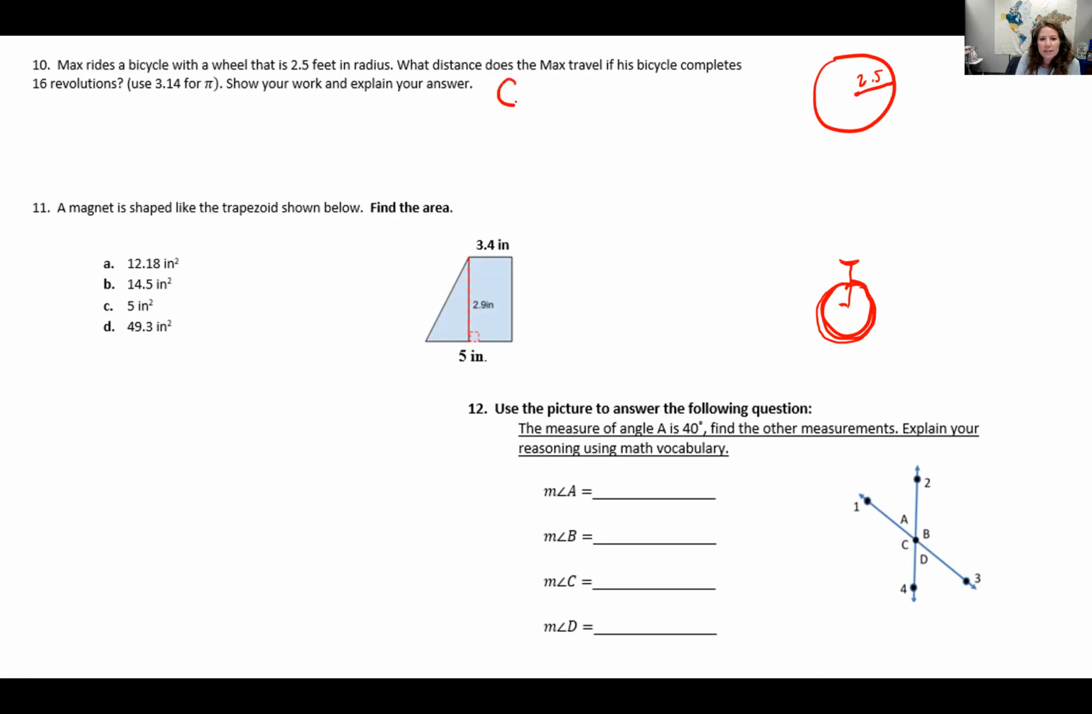So what we need is the circumference, and the formula for circumference is pi times diameter. Well, if I know the radius is 2.5, that means the diameter has to be 5.